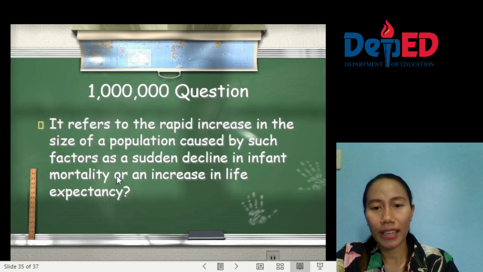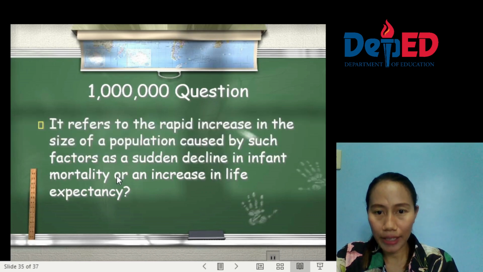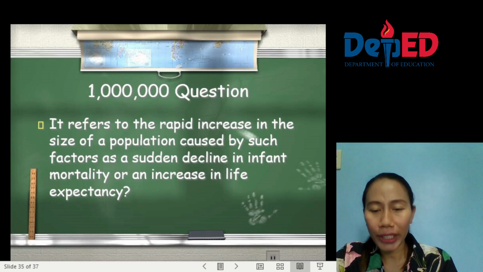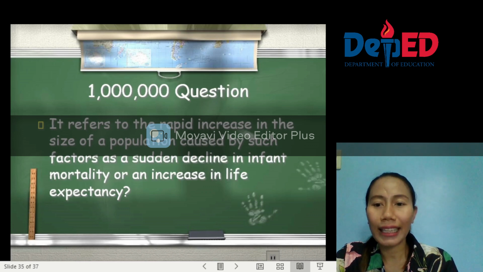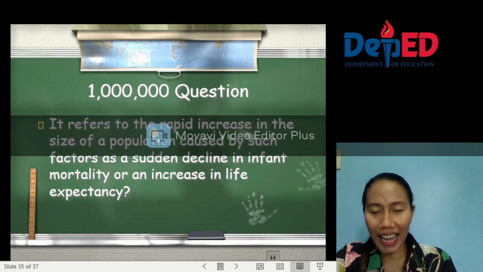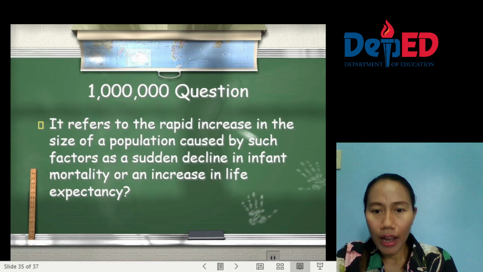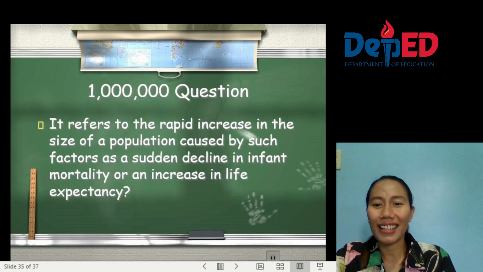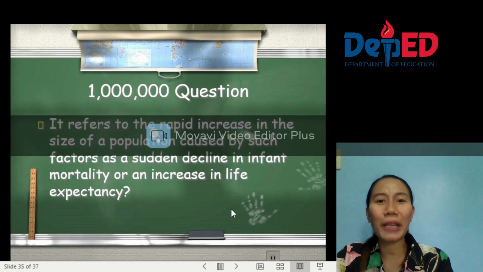The question is, it refers to the rapid increase in the size of a population caused by such factors as a sudden decline in infant mortality or an increase in life expectancy. Again, it refers to the rapid increase in the size of a population caused by such factors as a sudden decline in infant mortality or an increase in life expectancy. This is from a grade 11 topic. What is your answer?